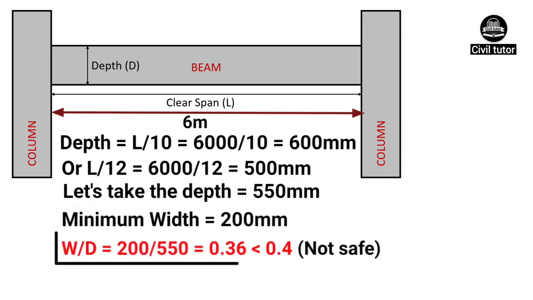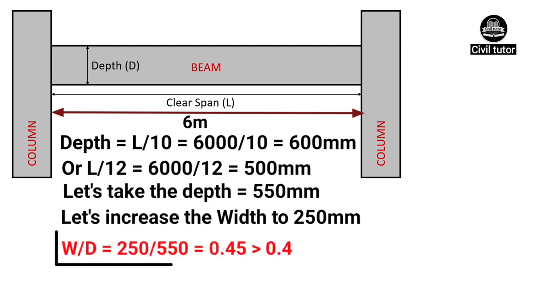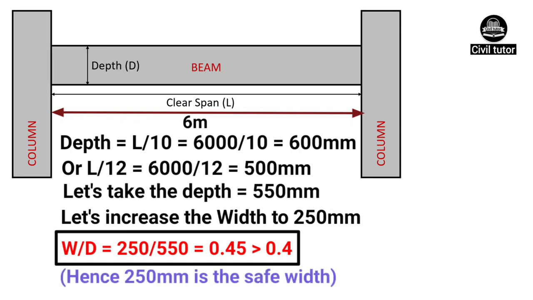The ratio of W by D will be 200 upon 550, which will be equal to 0.36, which is less than 0.4. Now let's increase the width to 250 mm and check whether it's safe or not. The ratio of W by D will be equal to 250 upon 550, which will be equal to 0.45, which is greater than 0.4. Hence, it would be safe to provide 250 mm width for this beam.